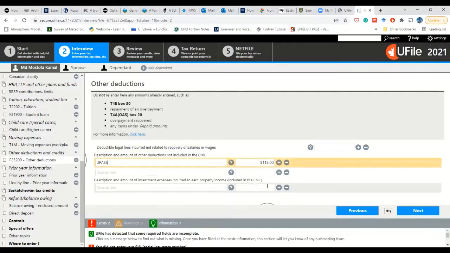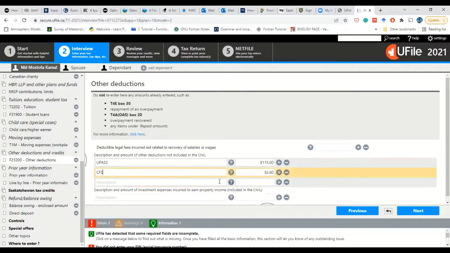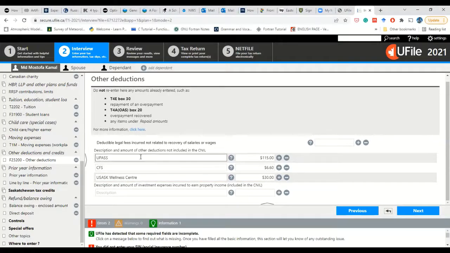Yes, the second one is the Canadian Federation of Students. Let's say it is $6.60. And then our wellness center fee, let's say sometimes $30. These are everything. Again, any other claim that we have not claimed before can be claimed under this section.